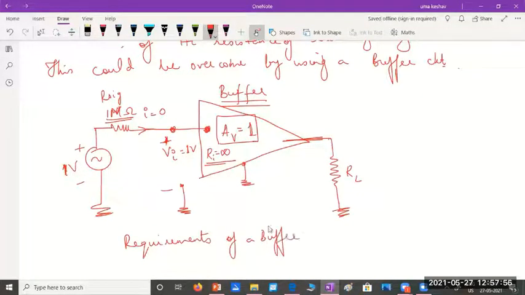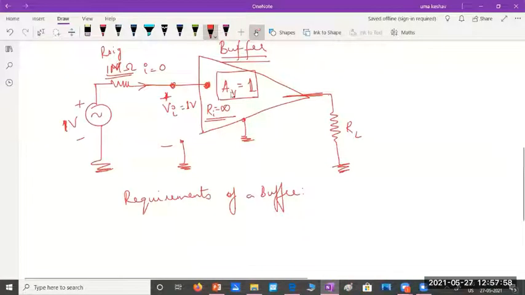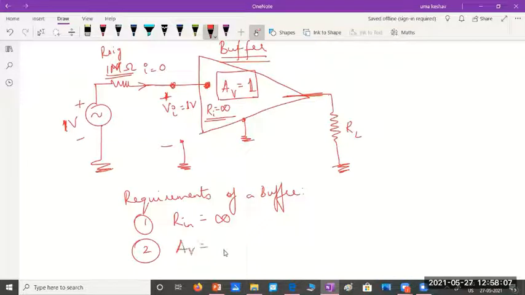What is the first requirement? First one is its input impedance should be infinity. The second requirement, its voltage gain should be 1, so that the output follows the input. It should not make any changes in the output signal. That's why we call it a buffer. Output should simply follow the input. And so that's the second requirement.